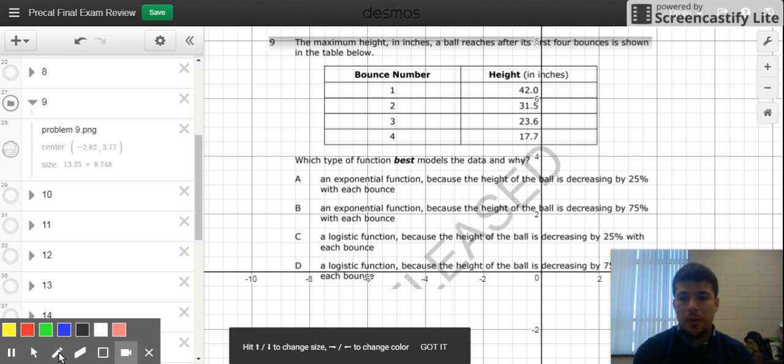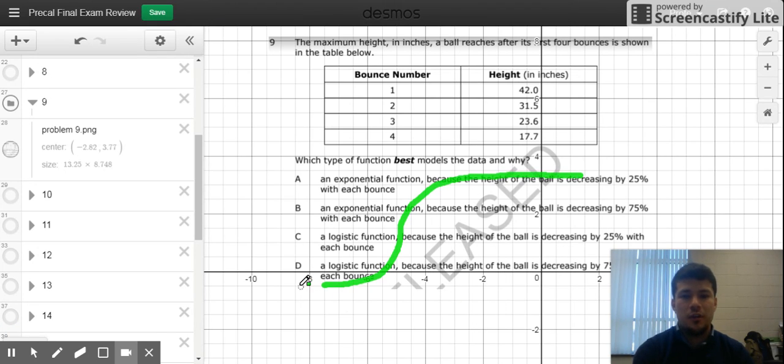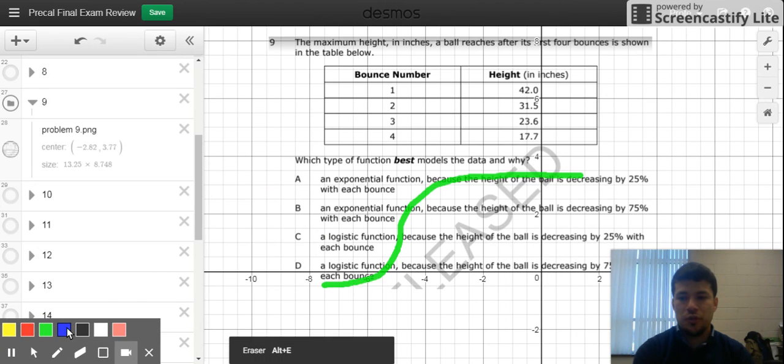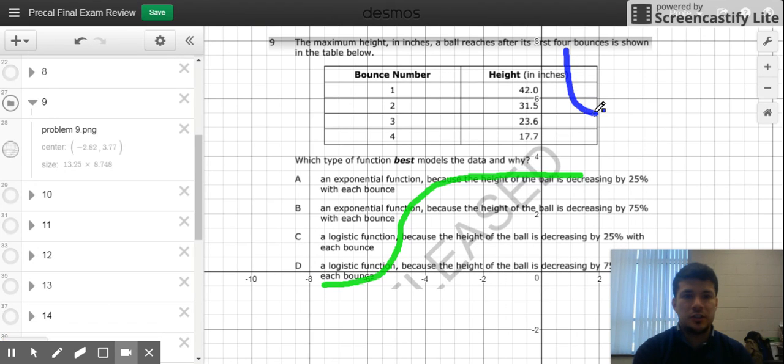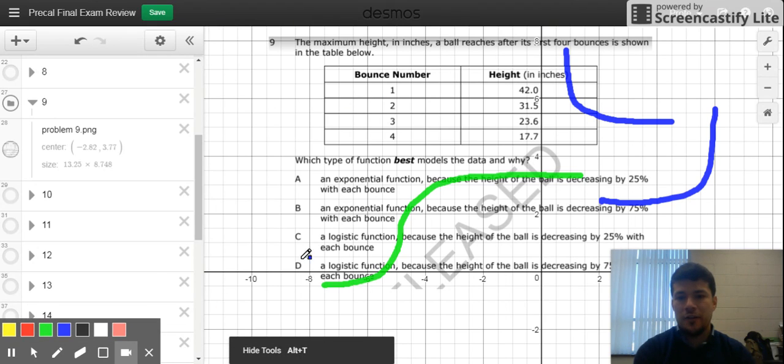A logistic function, and I'll just sketch one, if you remember, looks something like this, kind of like a sideways S. It ends up leveling off, unlike an exponential function, which would look like this. That'd be a decreasing exponential function, and this would be an increasing exponential function. So in summation, this data is not leveling off. Logistic functions level off at a certain value.